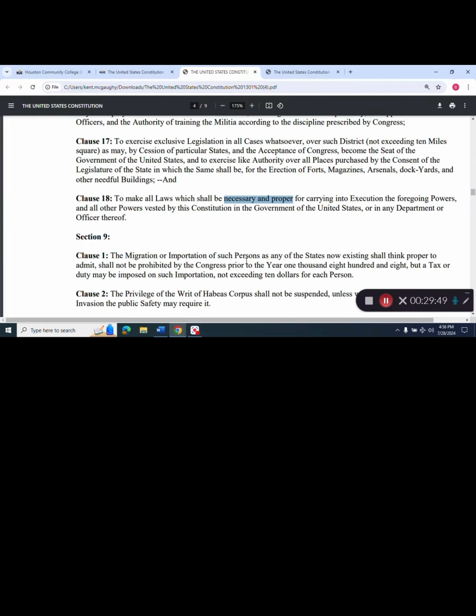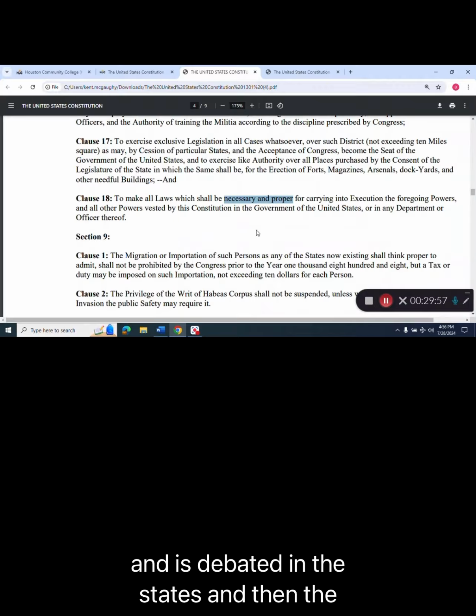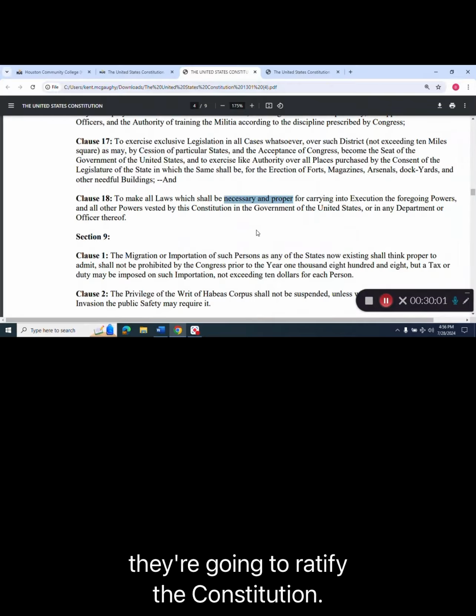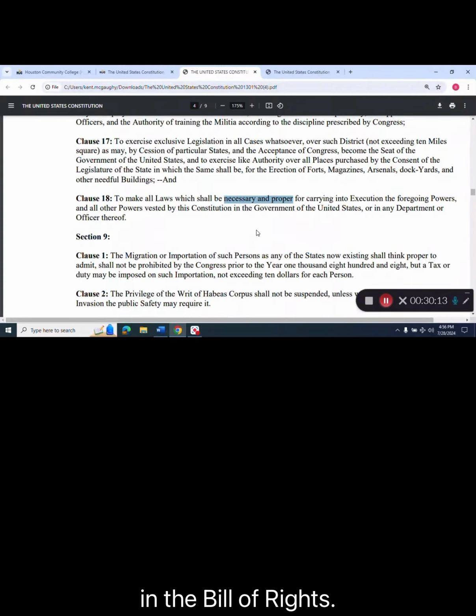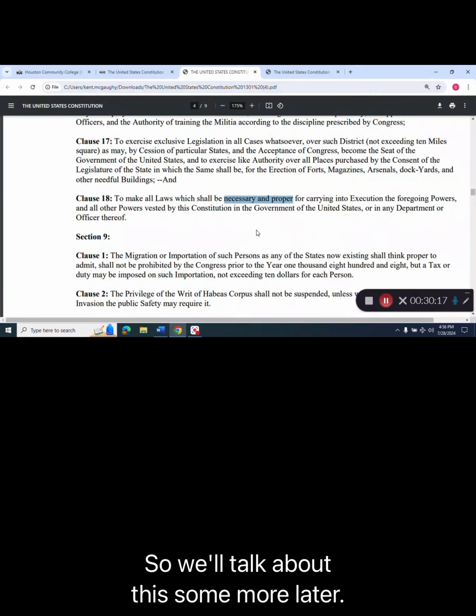And this will, again, when this goes outside the convention and is debated in the states, and then the states take a vote as to whether or not they're going to ratify the Constitution. This actually forced one final compromise that we'll talk about later, and that compromise resulted in the Bill of Rights. So we'll talk about this some more later.